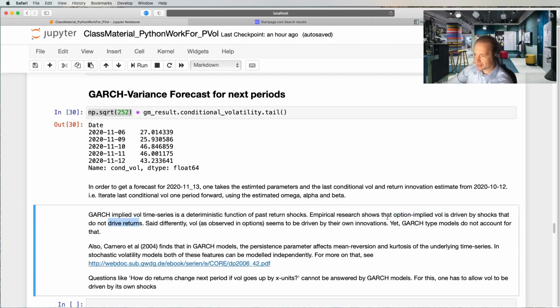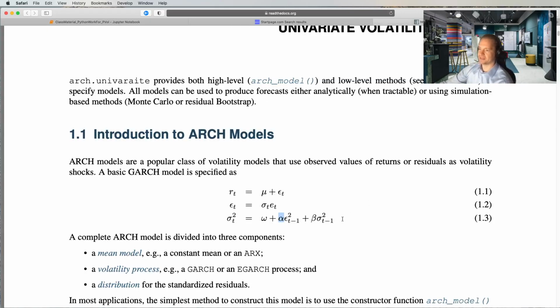And this just tells us that option vol is not driven by return vol. And if the bias in options is not that big, which we believe it is, and I give you evidence for that later on, it also indirectly tells us that volatility should have its own shock, its own innovations. And the GARCH cannot deliver that.